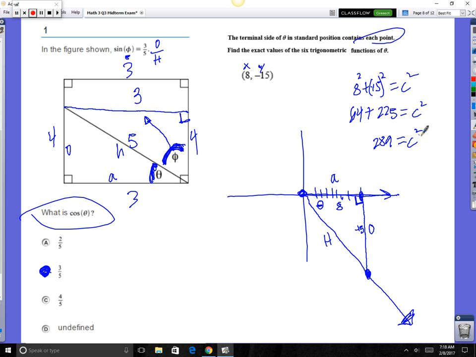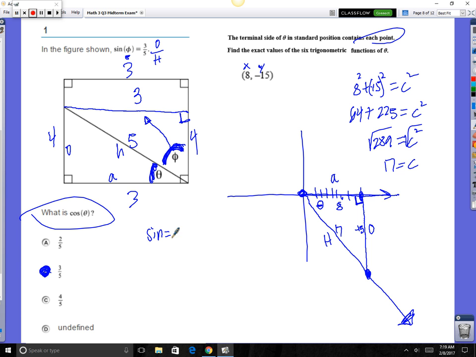So your last step, undo the square. So the square root of 289. Oh, okay, that's nice. It's a whole number. So that's 17. Okay, we're in business. That is 17. Now let's start doing trig.